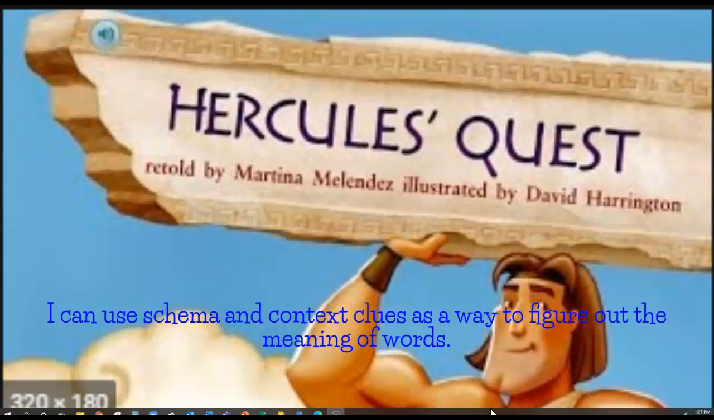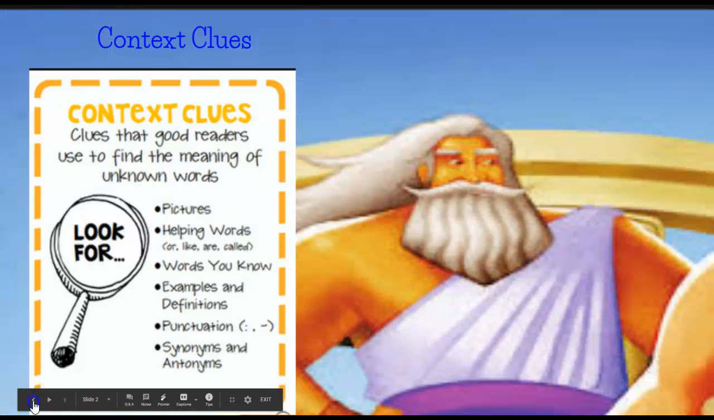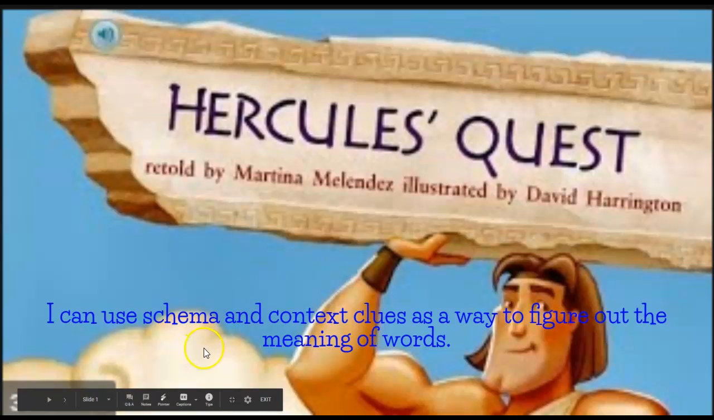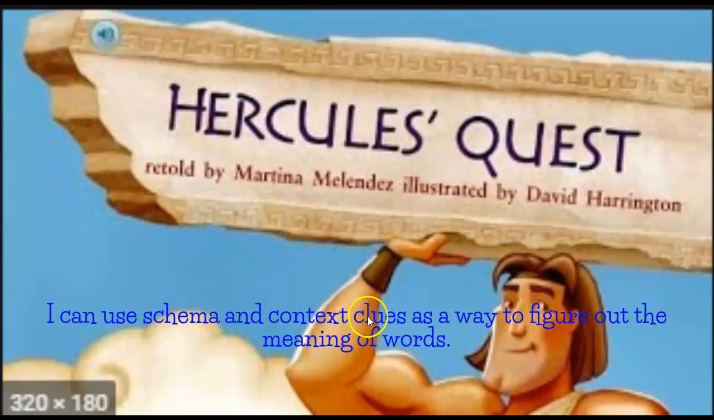Again today, it says I'm going to use schema and context clues as a way to figure out the meaning of words. Remember yesterday we learned about the word schema on day 1, and schema is the same as our background knowledge, all of that information that we have in our brain that we already kind of know that we will use when we go to reading and figuring out vocabulary words. Today, we are going to focus on context clues, and there's a little bit of difference between schema and context clues. So let's learn about context clues.